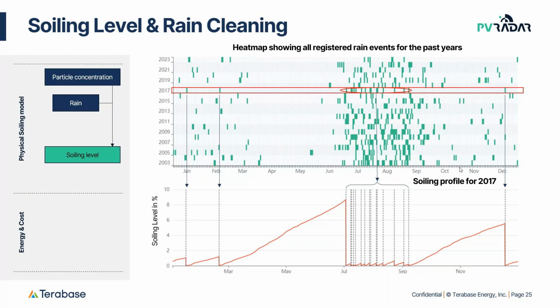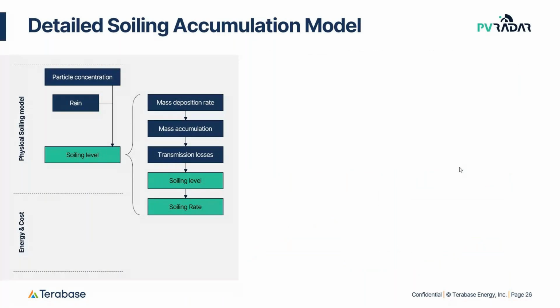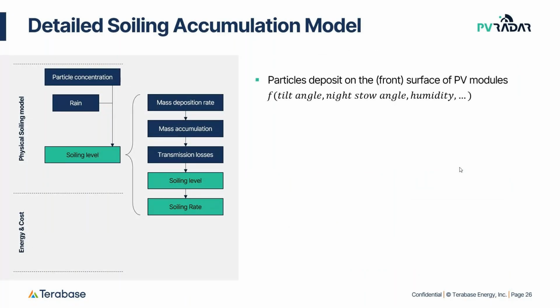Right, actually, this was a simplification of what's happening, showing you the results. What is actually happening in the background is a process that is composed of a few more steps. In our model, the first thing we do is calculate the mass deposition rate of the particles suspended in the atmosphere, depending on the tilt angle or changing tilt angle over time. If it's a tracker, that angle of course changes over the course of the day and at night. Therefore, we need the night stow angle and the humidity and some other factors. We calculate the particle deposition rate.